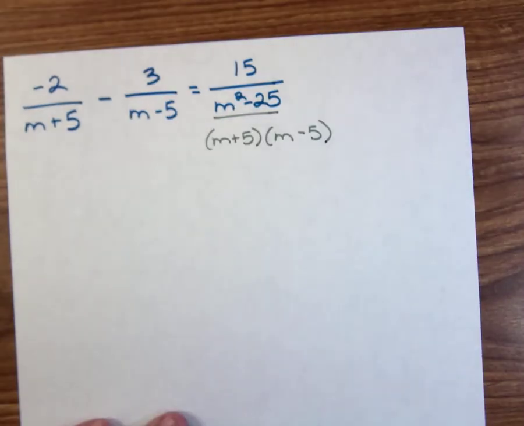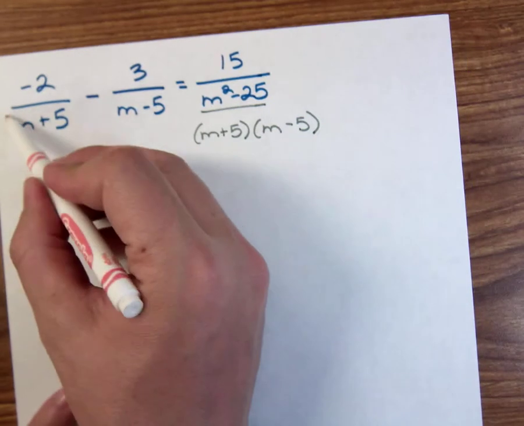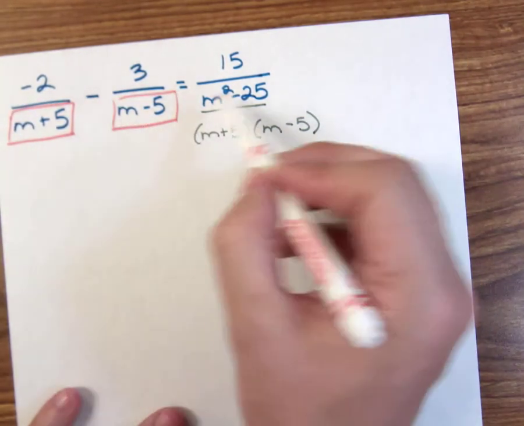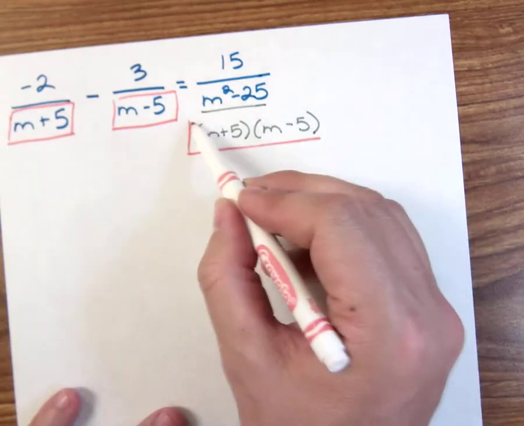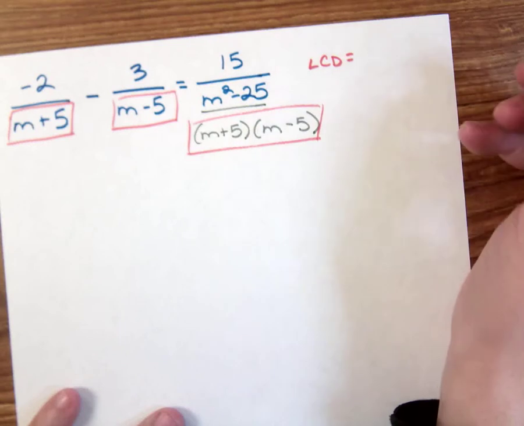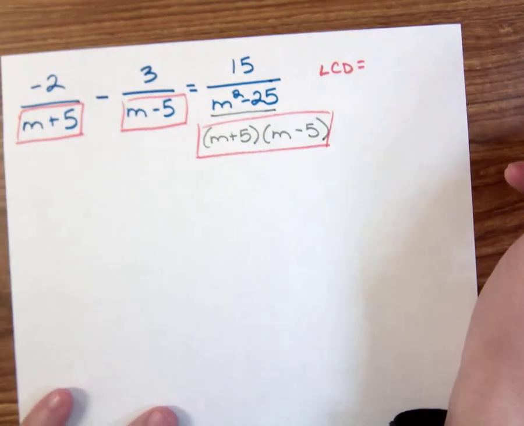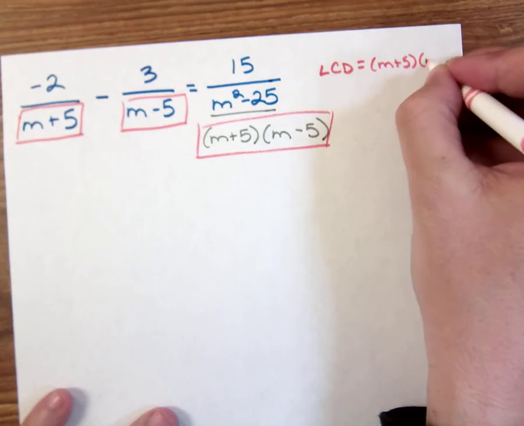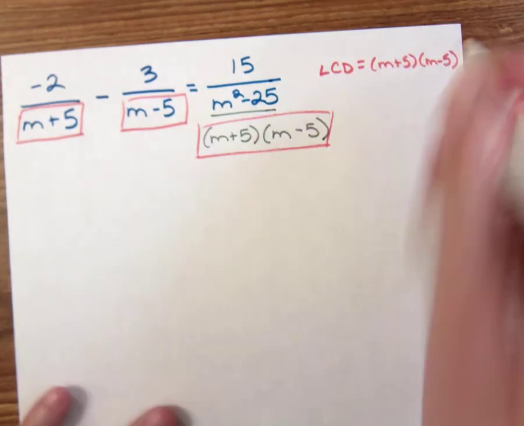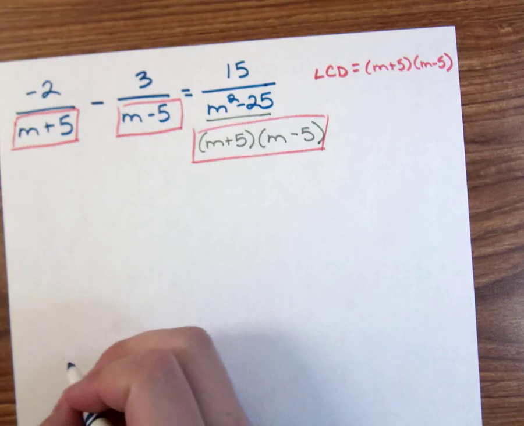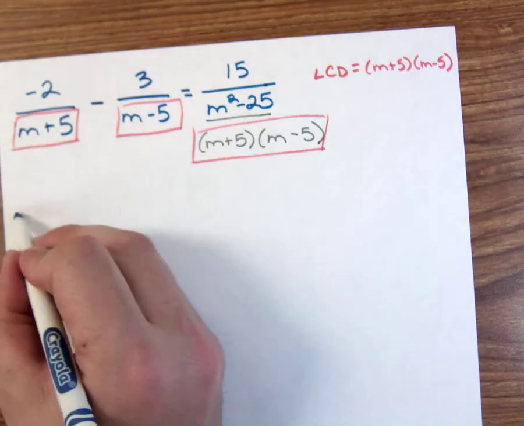Great. So, here's a denominator, here's a denominator, and here's a denominator. What is the lowest common denominator? M plus 5, m minus 5. All right, buckle up, kids, and write small. Every one of these things gets multiplied by m plus 5, m minus 5.